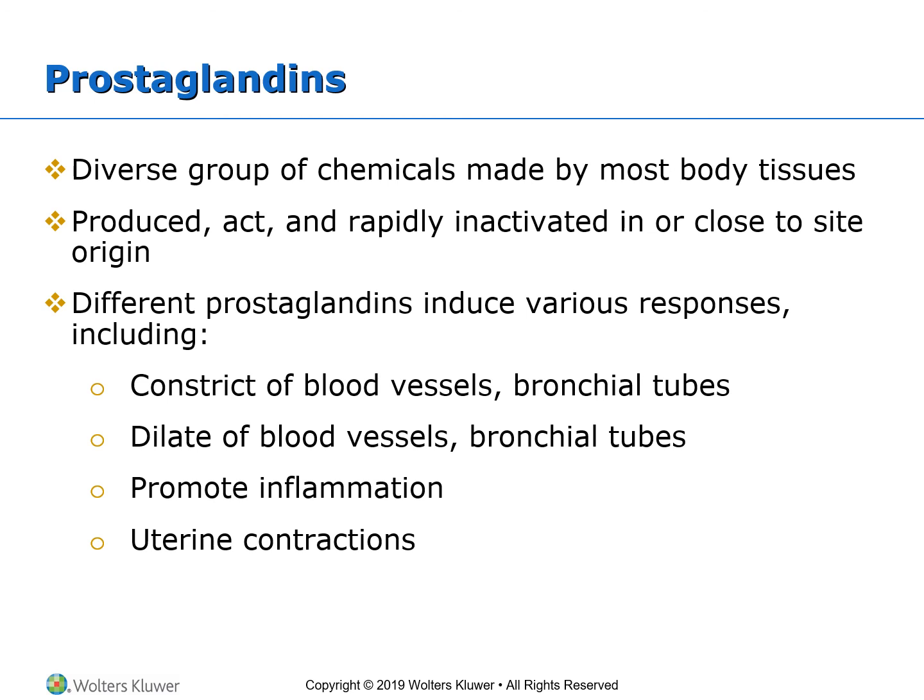Those two elements, promoting inflammation and uterine contractions, are how we use them. There are prostaglandin products that are applied on the cervix to start the process of birth when there is a delayed or an overturned baby. And we also have medications that block the prostaglandin release in order to treat inflammation.